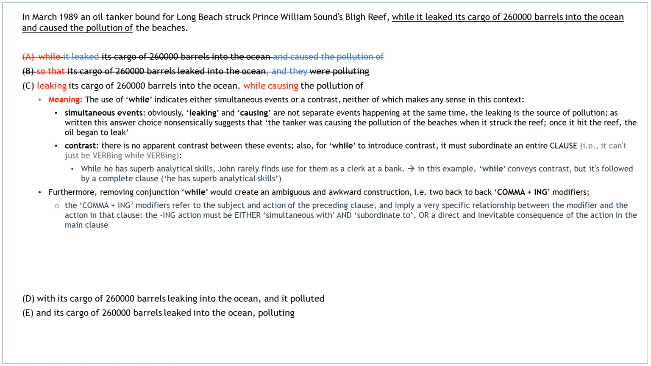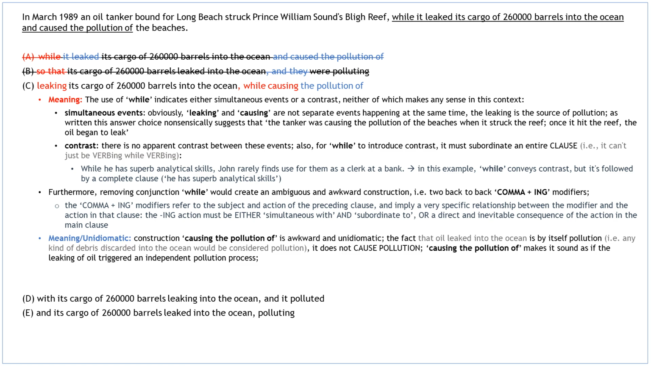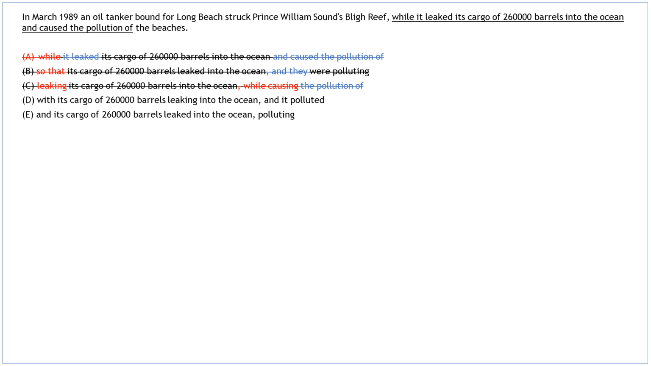and "-ing" modifiers. In addition, like in answer choice A, the construction "causing the pollution of" is awkward and unidiomatic. The fact that oil leaked into the ocean is by itself pollution. It does not cause pollution. "Causing the pollution of" makes it sound as if the leaking of oil triggered an independent pollution process. Eliminate this answer choice, and move to answer choice D.